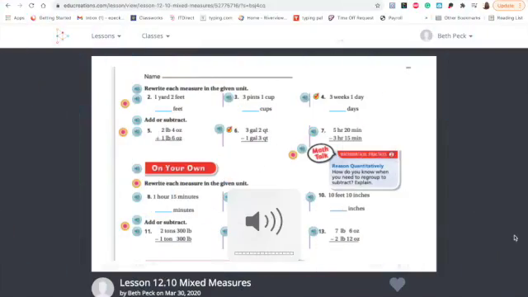Hey everybody, today's lesson is 12.10, mixed measures. So we're going to take everything that we have learned so far with customary units, metric units, and time, and we're going to figure out, we're converting, but not the way we have been. We're taking mixed measures and changing them into one unit. I'm going to show you a few examples, and then I'm going to let you go work on your own. So let's take a look at number 2.